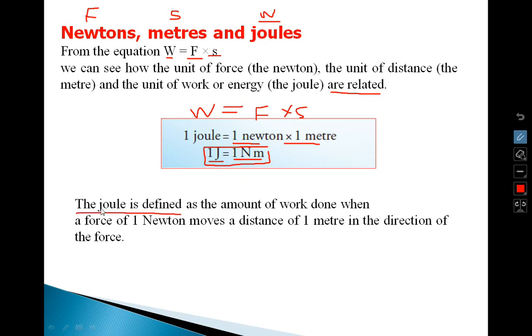So the joule is defined as what here? The definition of it: the joule is defined as the amount of work done when a force of 1 Newton moves a distance of 1 meter in the direction of the force. It must be in the same direction as the force.